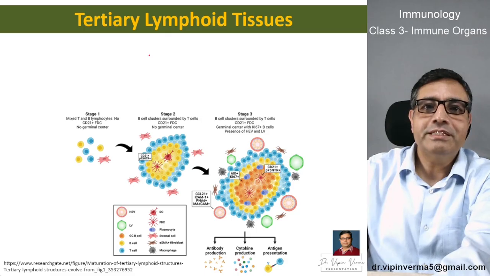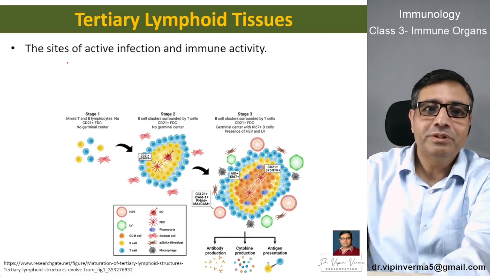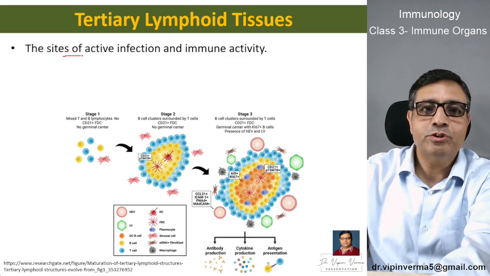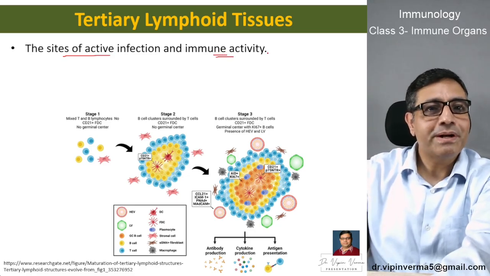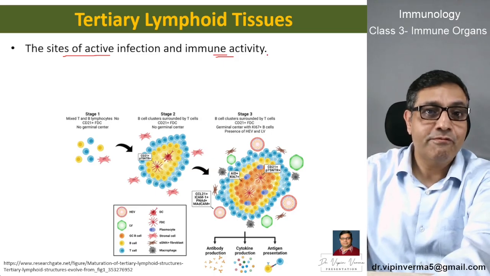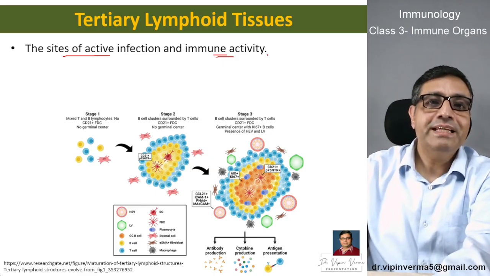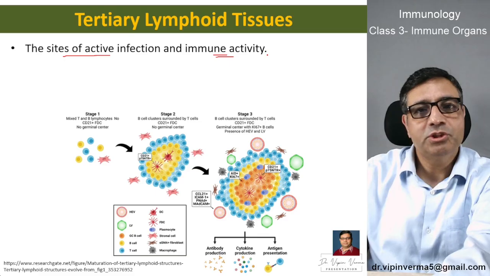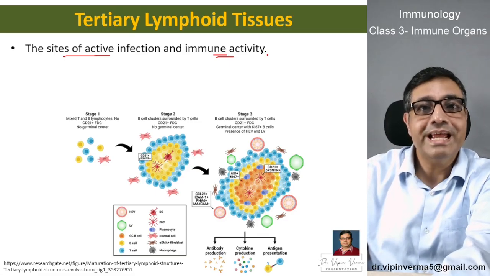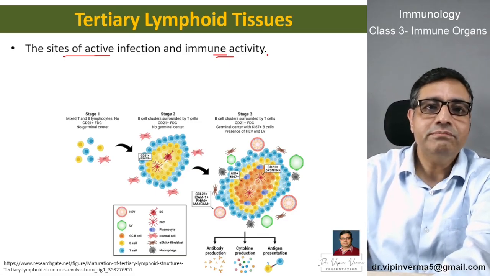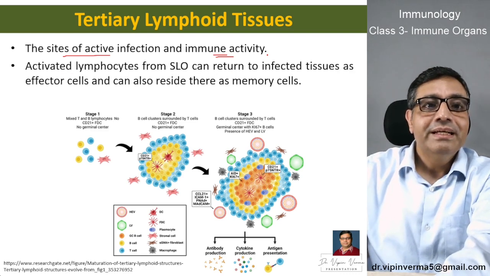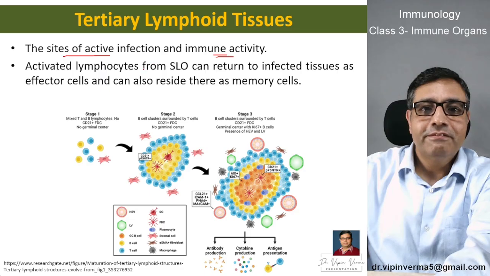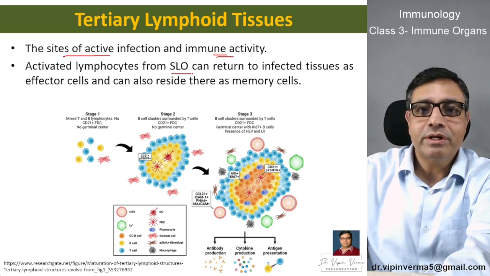Now we also have the tertiary lymphoid tissue. Tertiary lymphoid tissues are the sites of active infection and immune activity. Apart from the primary and secondary lymphoid tissue, if there is some infection anywhere inside the tissue, in the body, in any organ, any place, then it can become a tertiary lymphoid tissue. How? Activated lymphocytes from the secondary lymphoid organs can return to the infective tissue.